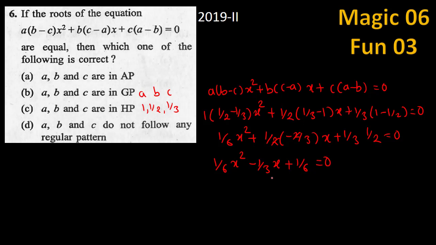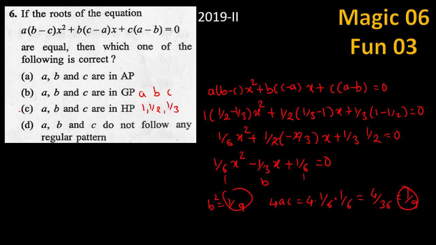Now check whether b square is equal to 4ac. What is b? b is nothing but 1 by 3. So b square is nothing but 1 by 9. And 4ac, which is 4 into a, what is a? It is 1 by 6. c is again 1 by 6. So it is nothing but 4 by 36, which is nothing but 1 by 9. So b square is equal to 4ac. Yes, this is our answer.